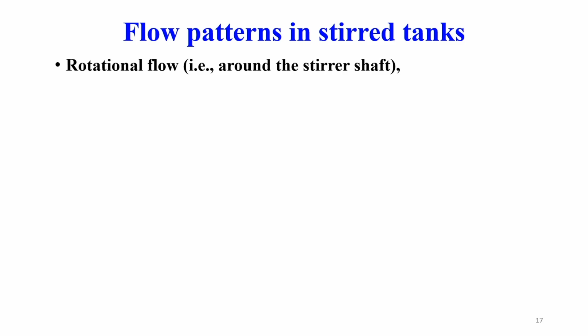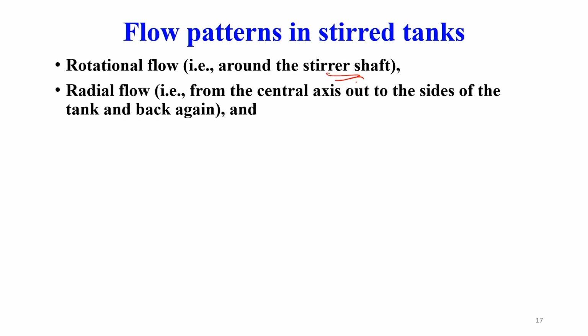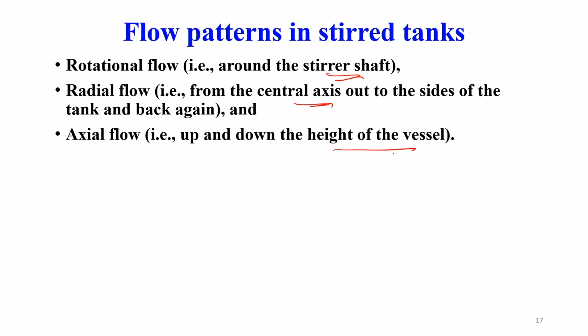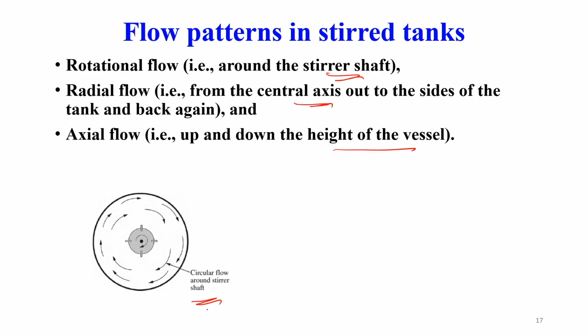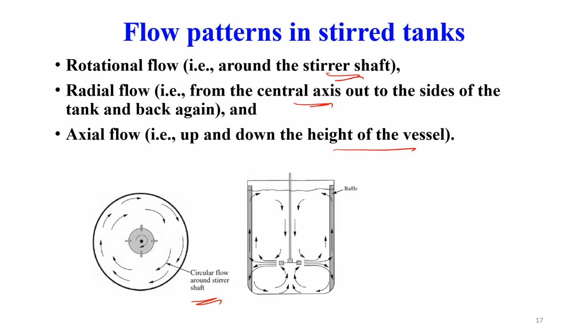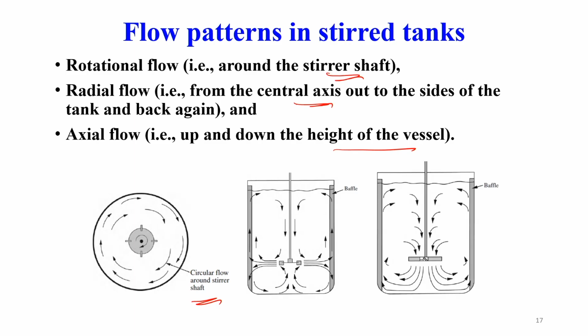Now we can achieve different flow patterns. Rotational flow, if the flow is around the stirrer shaft; a radial flow, if the flow is from the central axis out to the side of the tank and back again; and axial flow, if it is up and down the height of the vessel. You can just see this is the circular flow, or rotational flow. This is the radial flow, and this is axial flow.